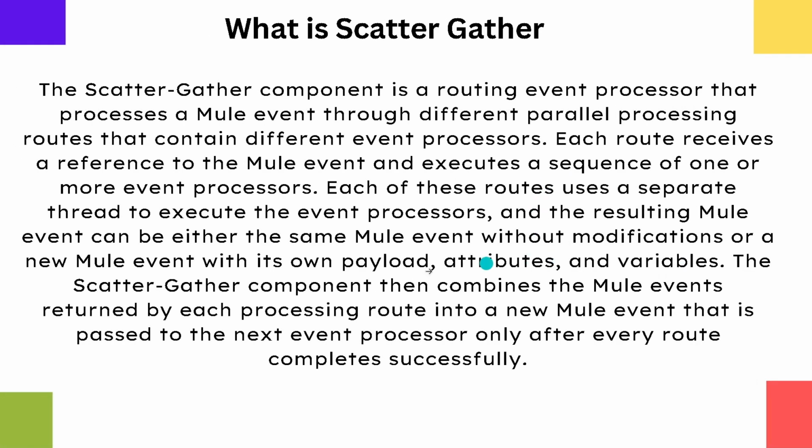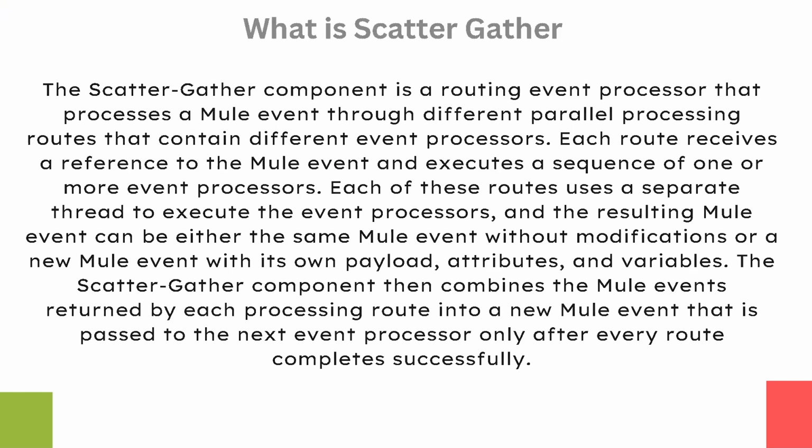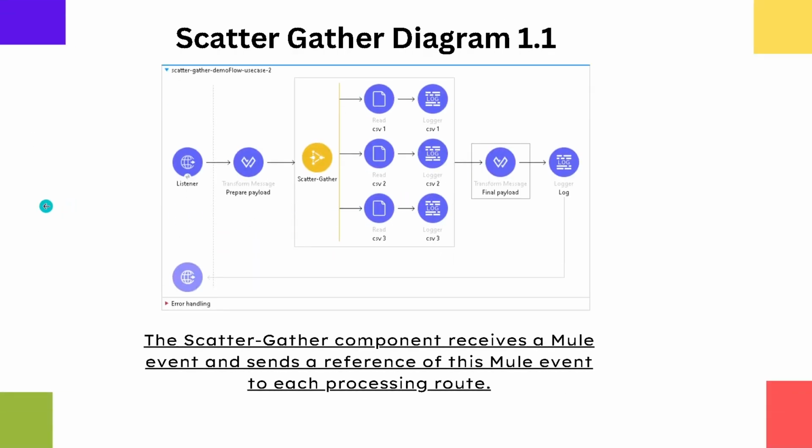From the definition itself, it is written: scatter gather component is a routing event processor that processes Mule event through different parallel processing routes that contain different event processors. To understand it more clearly, I have one diagram. In this diagram you can clearly see we receive a Mule event from the message source, and that Mule event will be routed to the different routes. There are different routes as a part of this scatter gather component, so that Mule event will be routed to each route, and those will be processed parallelly.